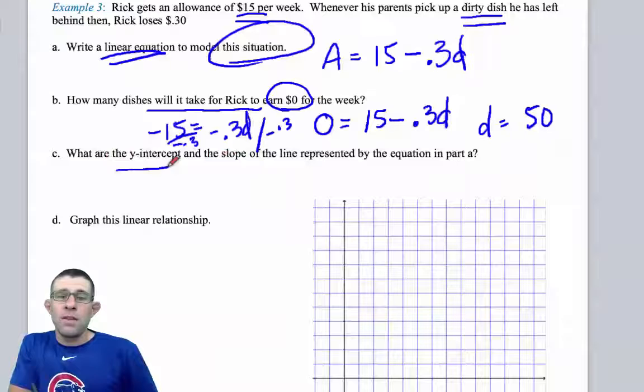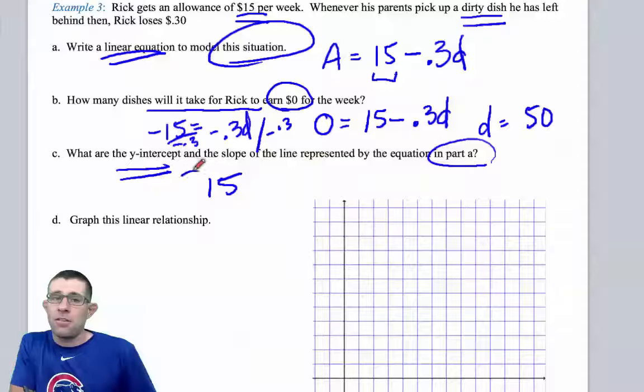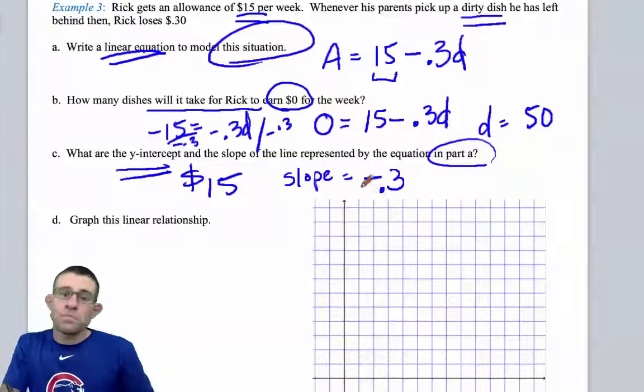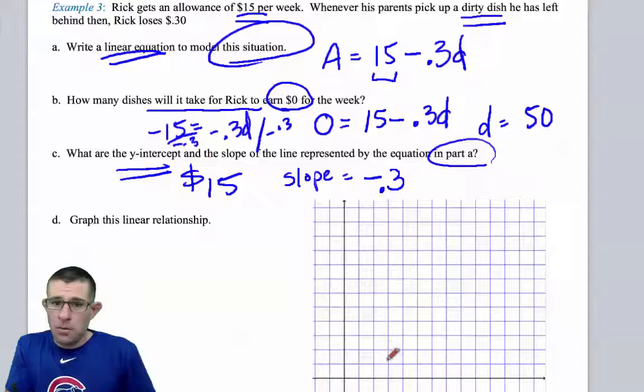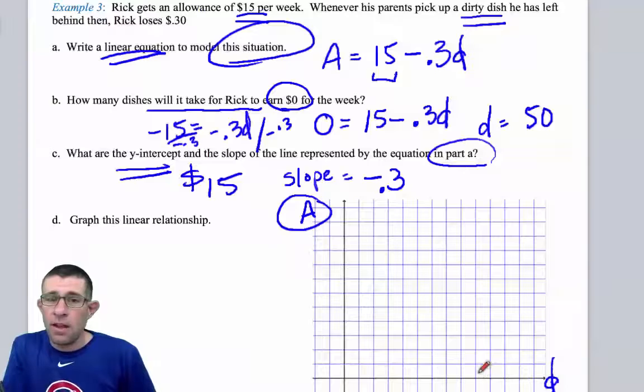All right, what are the y-intercept and the slope that are represented in this equation in part A? So let's come back up here. Our y-intercept is how much he starts off with. He starts off earning $15, so that's our y-intercept. Our slope here is the constant rate of change, which in this case is going to be negative 0.3 based off of the number of dirty dishes he leaves lying around the house. All right, take a second, label your axes. Remember, along the y-axis you have your dependent variable. The amount he earns is dependent on the number of dirty dishes he leaves lying around the house.